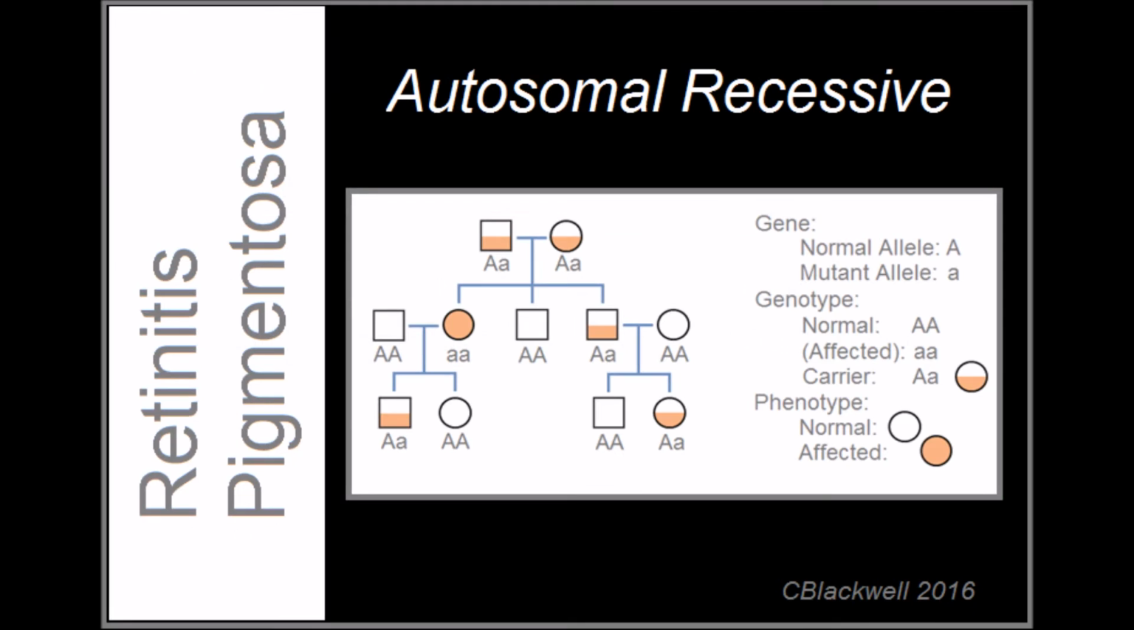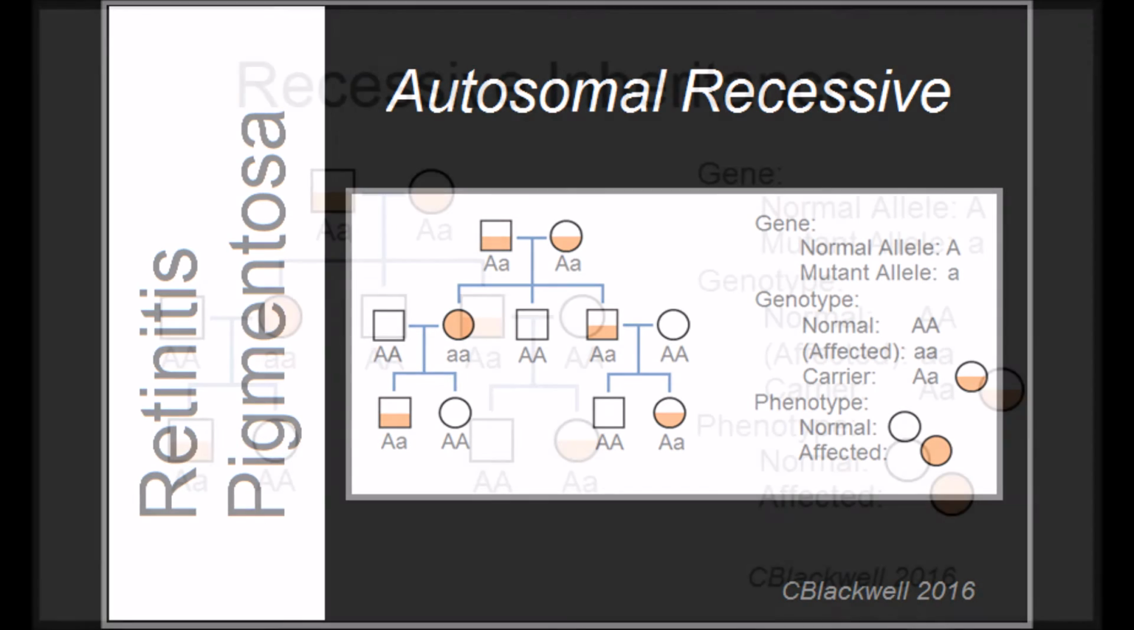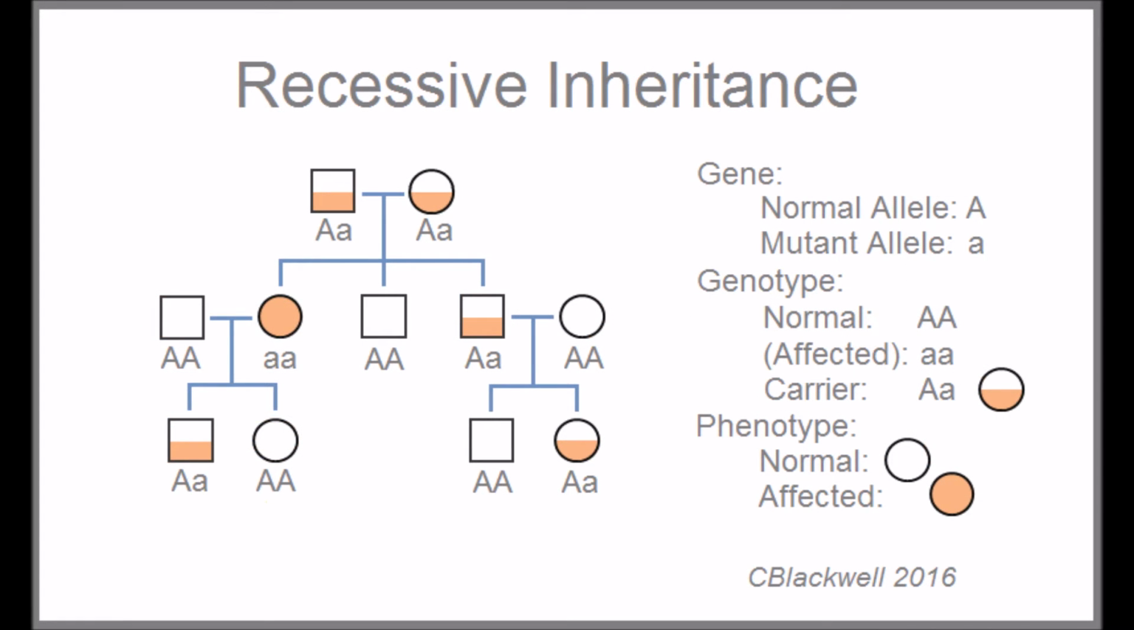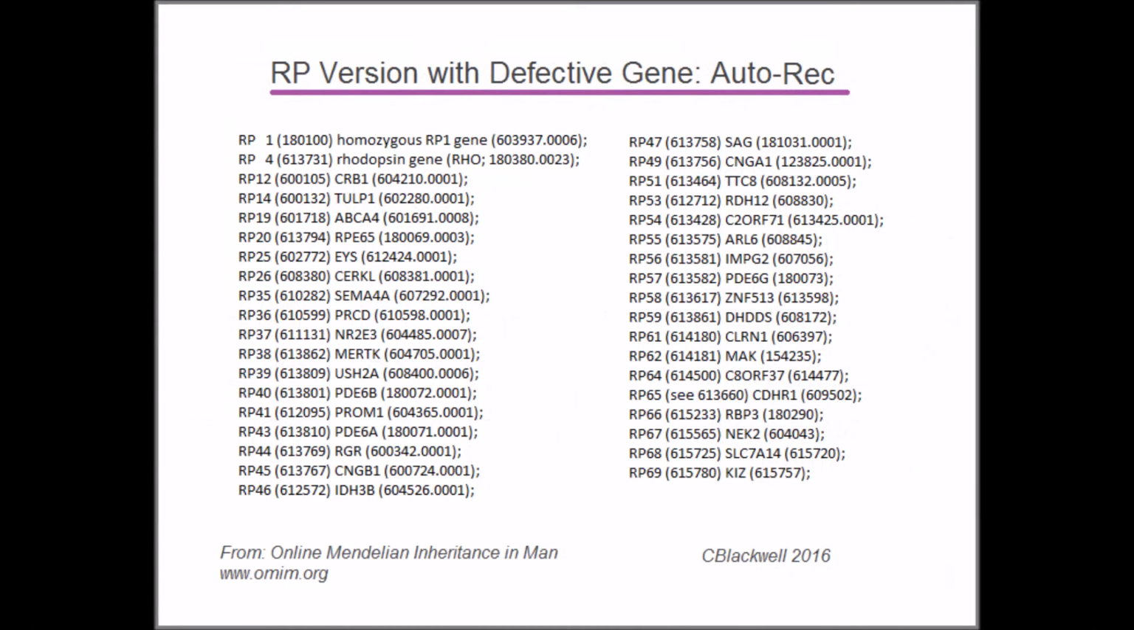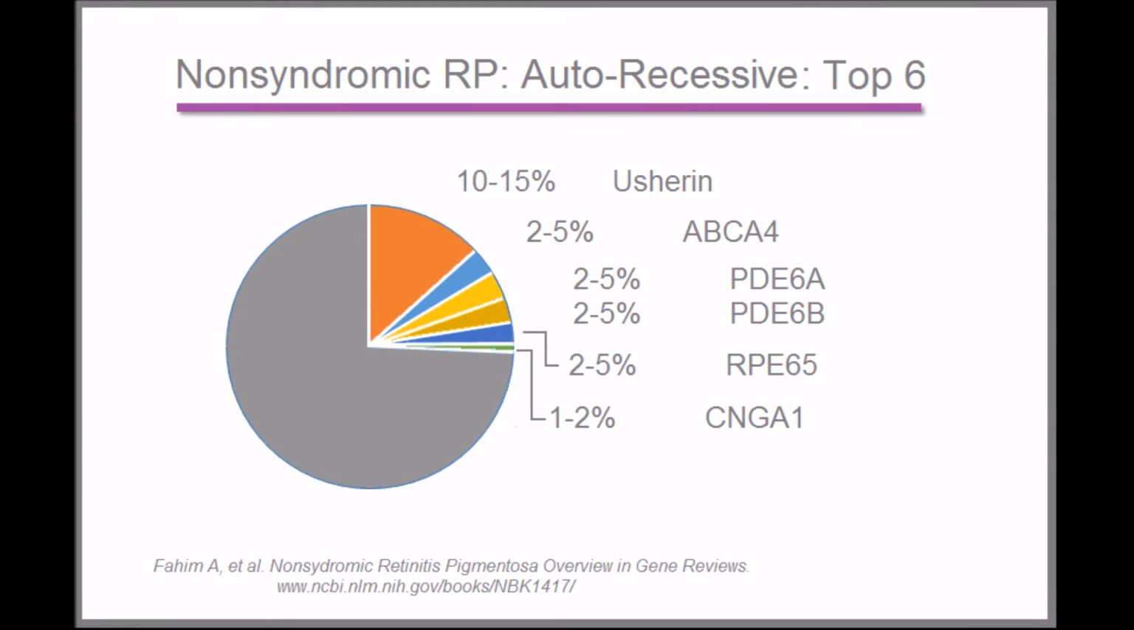Now we move to the list of autosomal recessive RP varieties. These tend to be the more severe form of the disease. Again, there are too many to cover them all, so we will discuss the top 6. Number 1 is USH2A, the Usher gene.